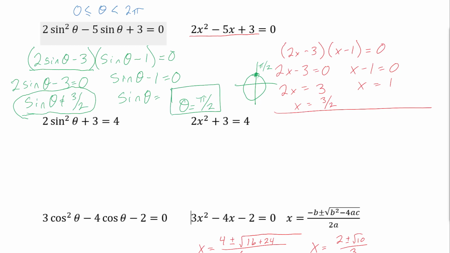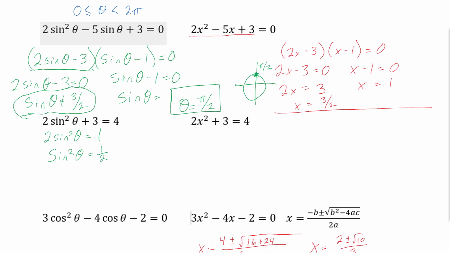Looking at our next one, 2 sine squared theta plus 3 equals 4. We did do one like this on the previous video. This is easily done with the square root property. To use that, we subtract 3 from both sides, giving me 2 sine squared theta equals 1. Divide both sides by 2, and that gives us sine squared theta equals 1/2.